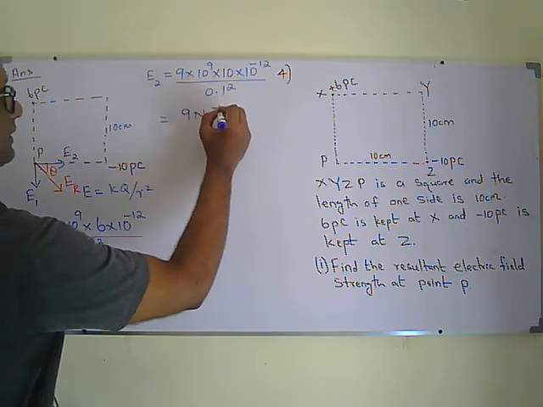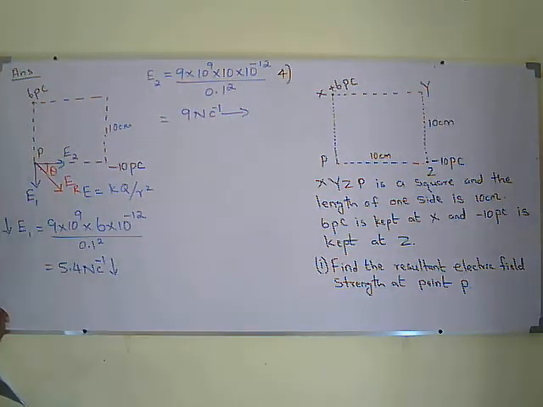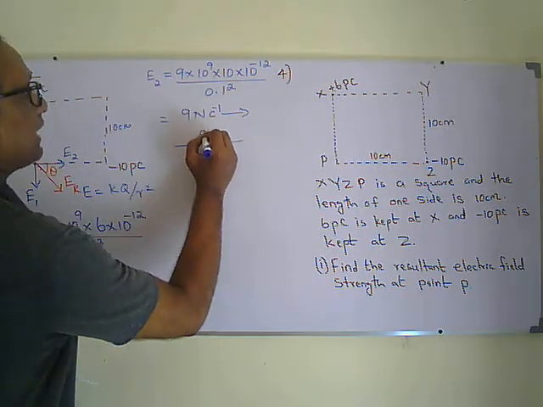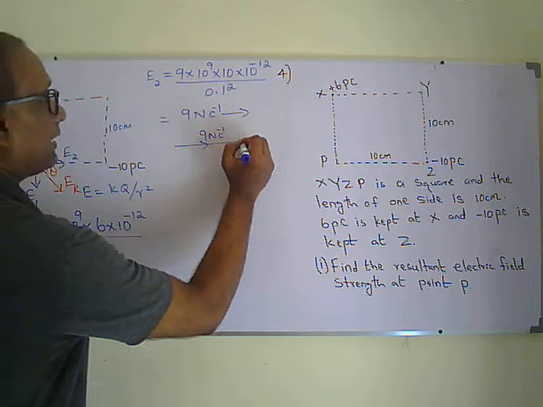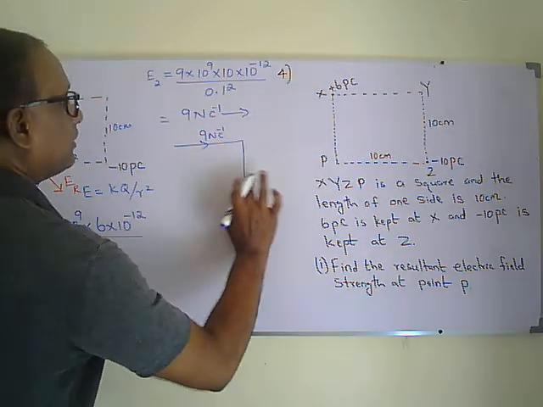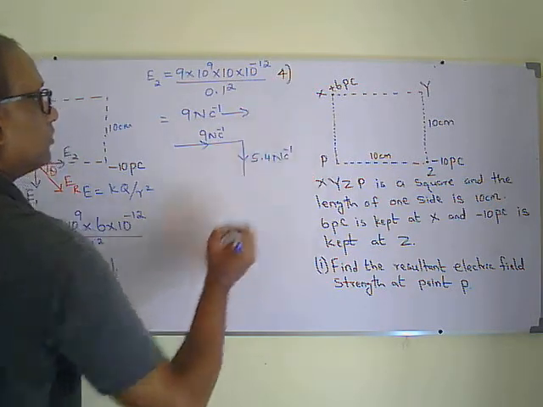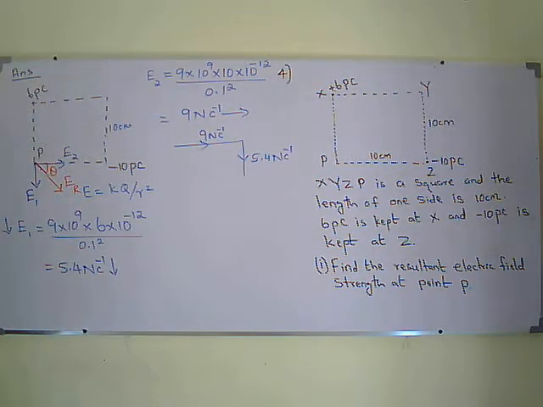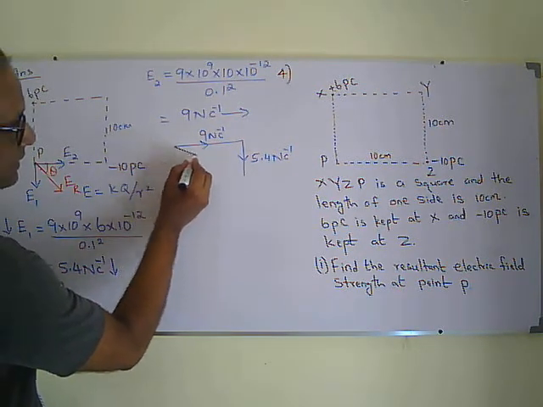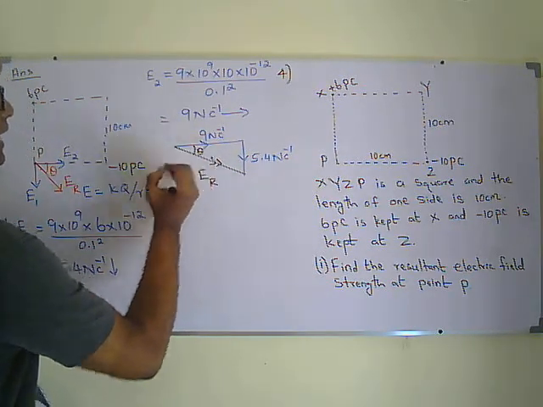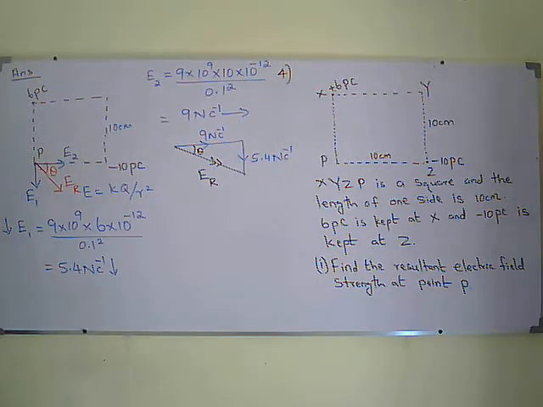These two are vectors. If I sketch a vector diagram, the 9 Newton per Coulomb will be shown like this, and 5.4 Newton per Coulomb will be shown like this. You would have learned this under vectors. The resultant will be from the starting point to the finishing point. This is the resultant vector, ER, and I can say the angle with the horizontal line is theta.